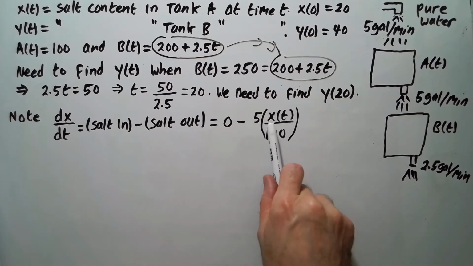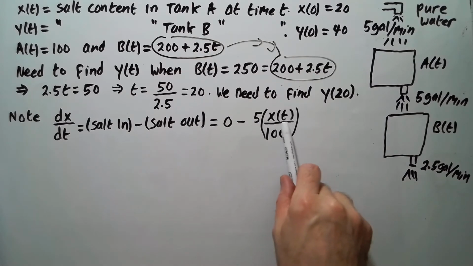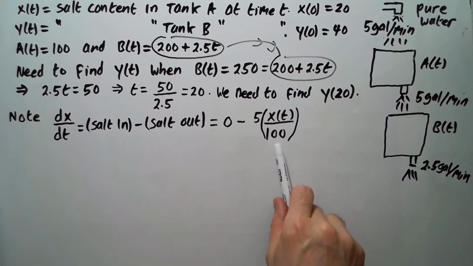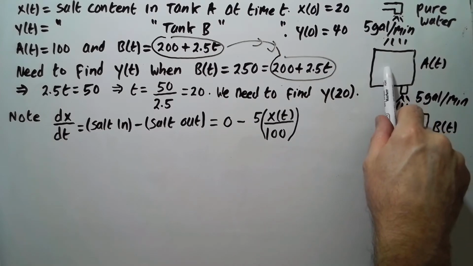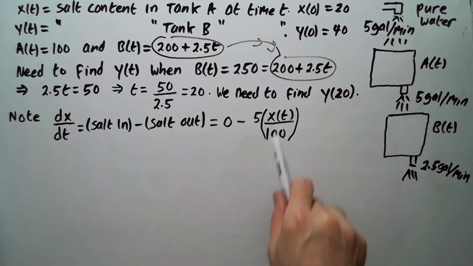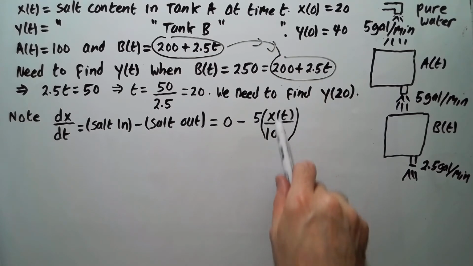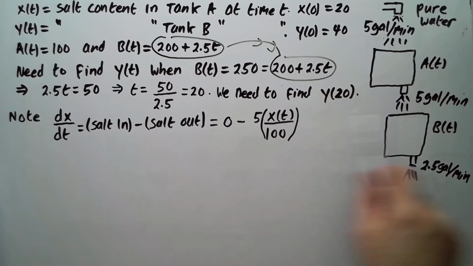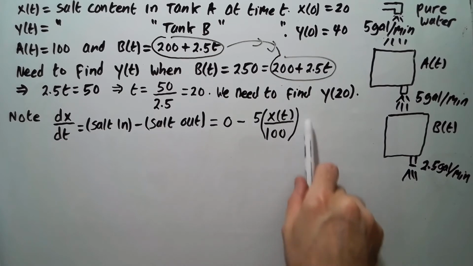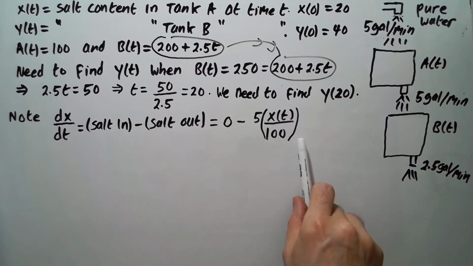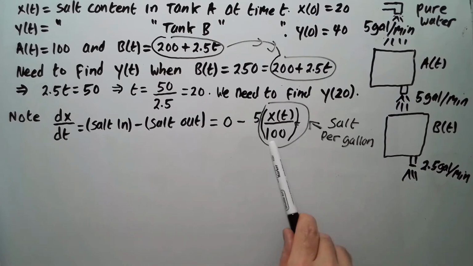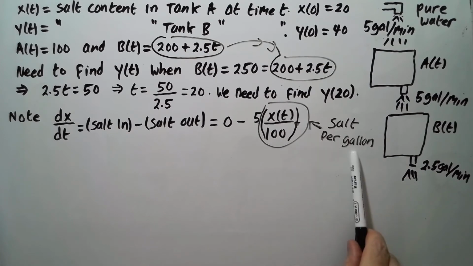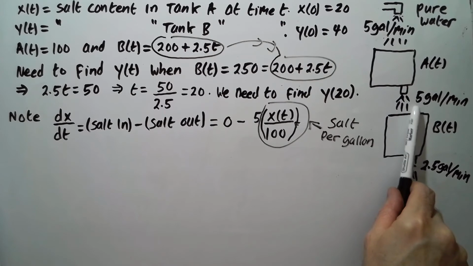So I claim it will be 5 times x of t over 100. The x of t is the salt content in tank A at time t. If you divide it by 100, because there are 100 gallons in A, that gives you the salt per gallon. And I'm multiplying it by 5 because there are 5 gallons leaving per minute. So this is the amount of salt leaving the tank. Again, x of t over 100 is the salt per gallon, and we're multiplying it by 5 because there are 5 gallons leaving.